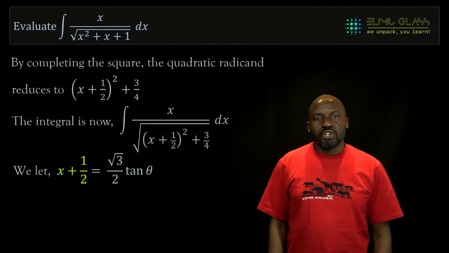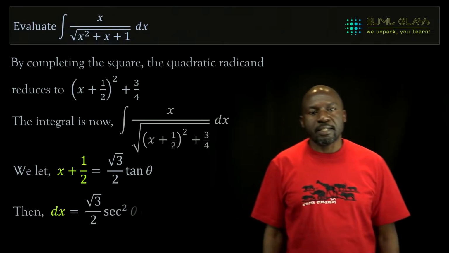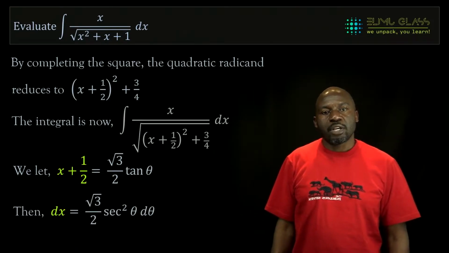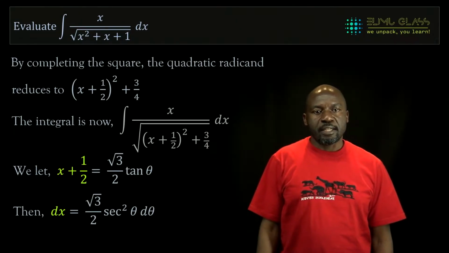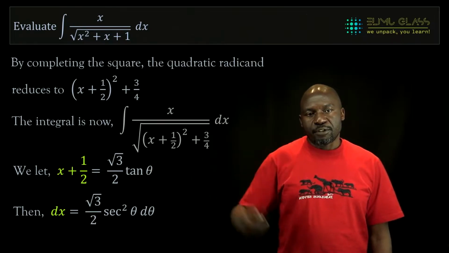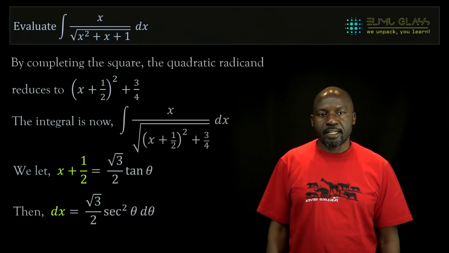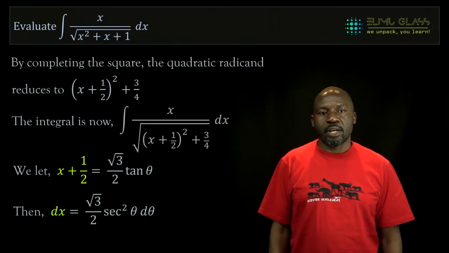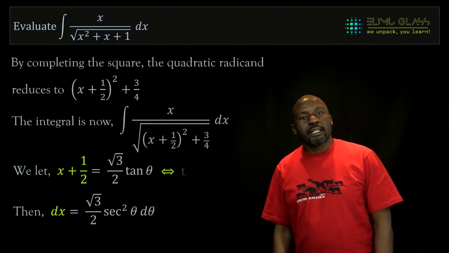Now we differentiate both sides. The left-hand side is dx. The right-hand side becomes root 3 over 2 sec squared of theta d theta. The derivative of tan is sec squared theta, which is also the same as 1 plus tan squared of theta, which is what we want to have in there. So with that in mind, let's move on.